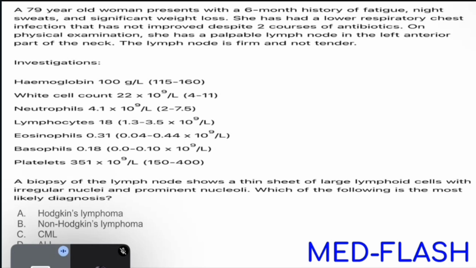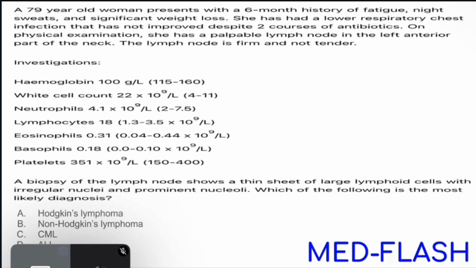Neutrophils 4.1, lymphocytes 18, eosinophils 0.31, basophils 0.18, platelets around 351. A biopsy of lymph nodes shows a thin sheet of large lymphoid cells with irregular nuclei and prominent nucleoli. Which of the following is the most likely diagnosis?